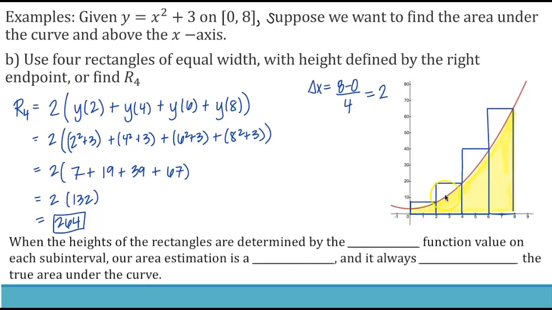We have all this extra area that we're accumulating here. So notice this time when the heights of the rectangle are determined by the maximum function value on each subinterval, between 0 and 2 we picked the highest output, 2 to 4, the highest output over each interval, our area estimation is always going to be an upper sum. That's what we call it, an upper sum, if we choose the biggest output over each subinterval. And that's always going to overestimate the true area under the curve.